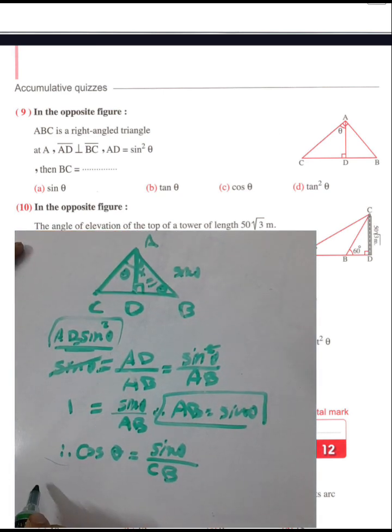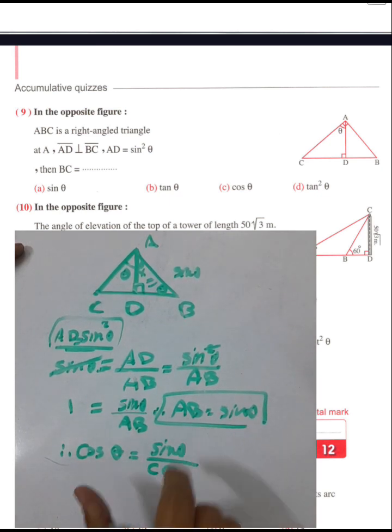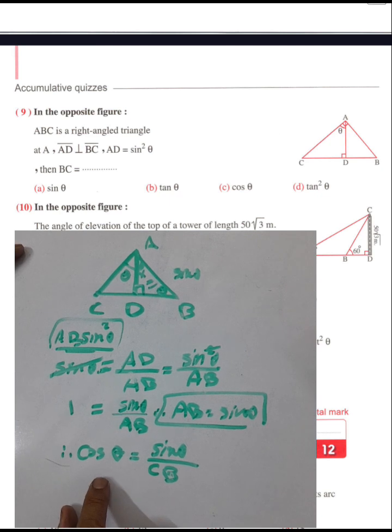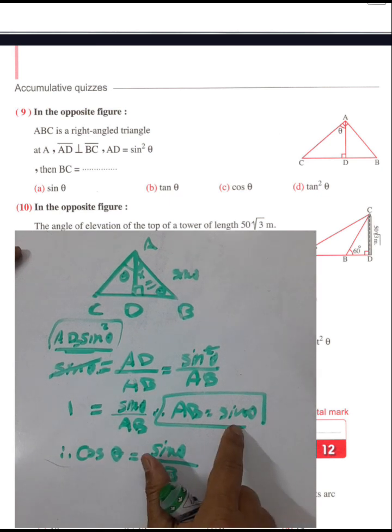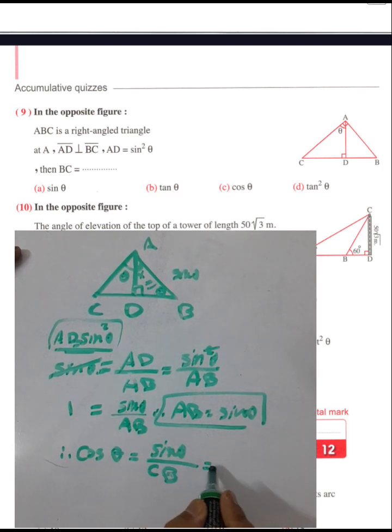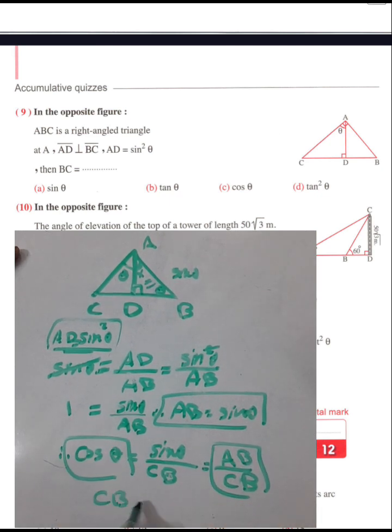Okay, and we know sine theta equals AB. Then you can write here, what do you want to find? You want to find CP. You can cancel sine theta and write AP over CP, and then we can write CP. You want to find CP equal AP over cosine theta.